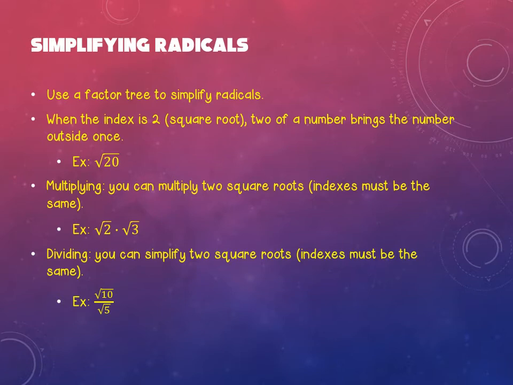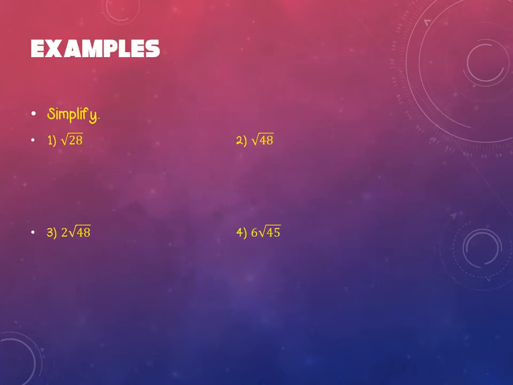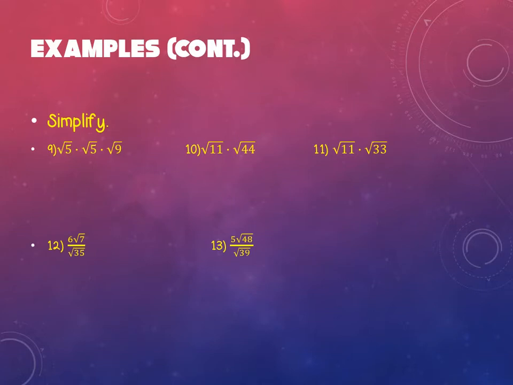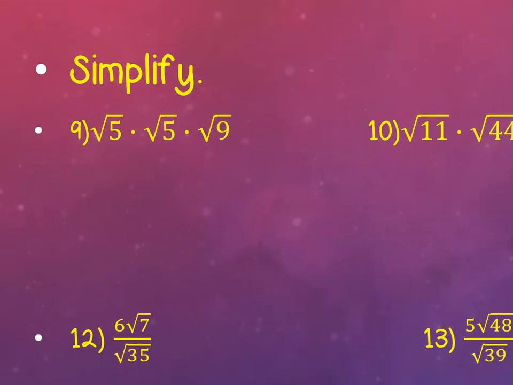And we said we can simplify when dividing. We can divide this 5 into the 10, and I get square root 2 over square root 1, which is just square root 2. So we talked about that yesterday. We worked through these examples yesterday, so we are here. We're on examples, continue number 9. Example number 9 is where we left off, okay?